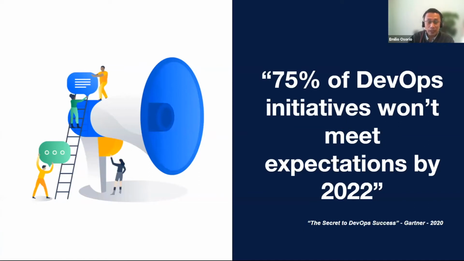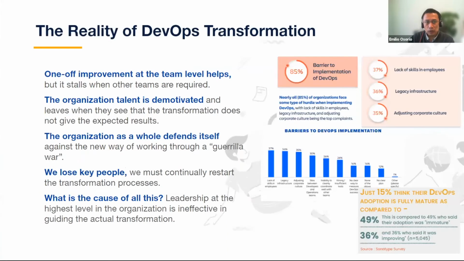That's essentially the main focus of this webinar. Why are these transformations not meeting expectations? And this problem is really huge. 75% of DevOps transformations are not going to meet the expectations next year, and we are more on the same side right now. So what's the reality of these DevOps transformations?